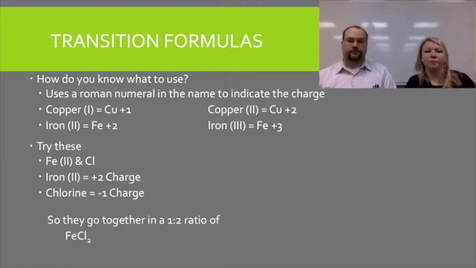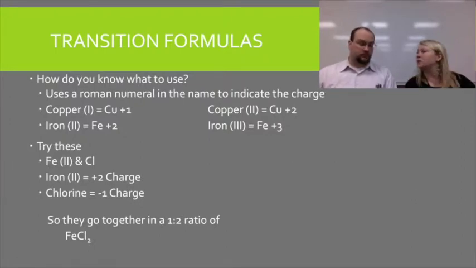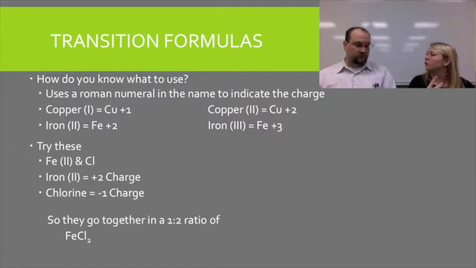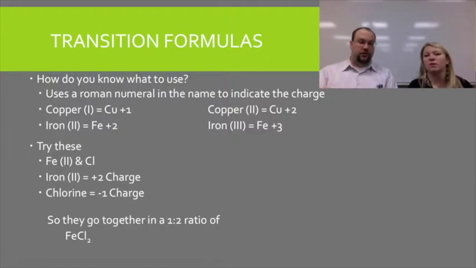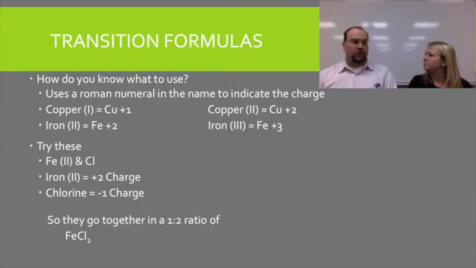For example, if we look at the bottom, it says try these. We have iron 2 and chlorine. Since it's iron 2, it's got a +2 charge, and chlorine has a -1 charge. Again, we want to make those add up to 0. In order to add up to 0, we're going to need 2 chlorines, because +2 needs a -2. So we would have FeCl2.